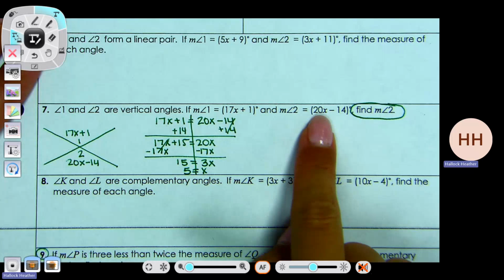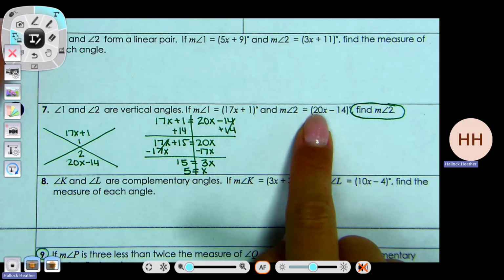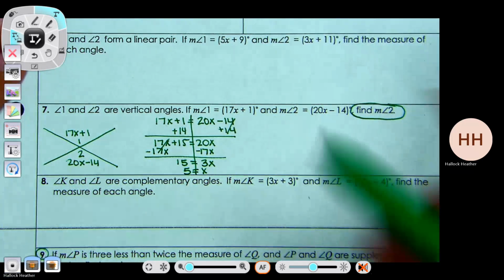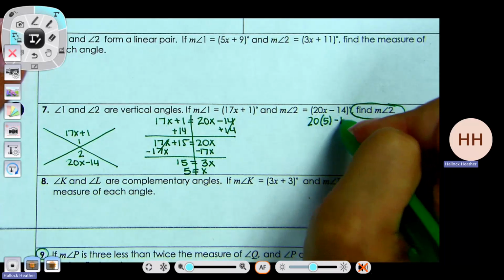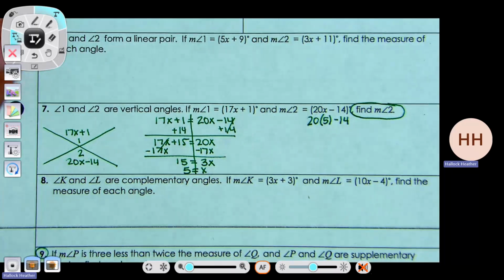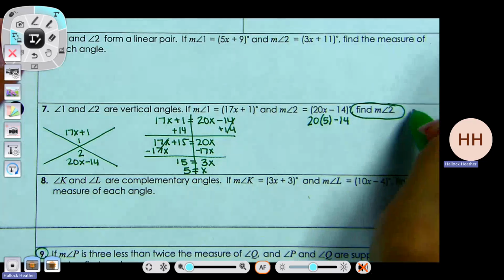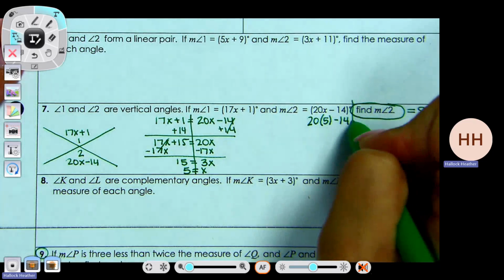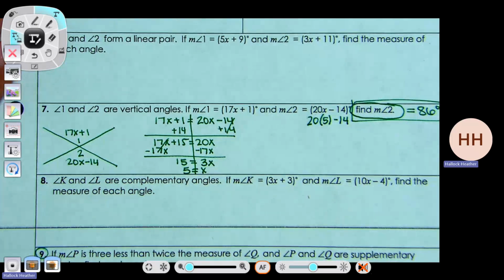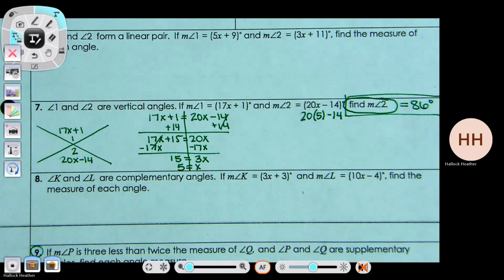So right here, you don't need to show the math for this. You can just do this in the calculator, but I'm going to write it out. 20 times 5, and I'm subtracting 14. What is it? 86. So the answer is 86 degrees. So the measure of angle 2 is 86. Nice. Very nice.